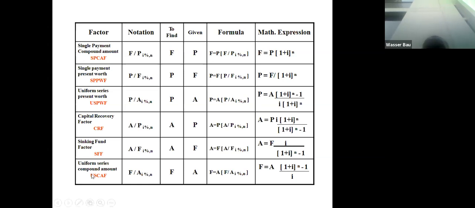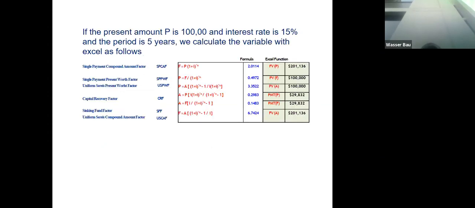Then finally, the uniform series compound amount is where I want to find the future amount given the equal series. I want to find the future amount of some cash flows that are coming into my account. So what you just saw, they are all represented as this. For instance, if the present worth P is 100,000 and the interest rate is 15% and the period is 5 years, we calculate the variables with Excel as follows.